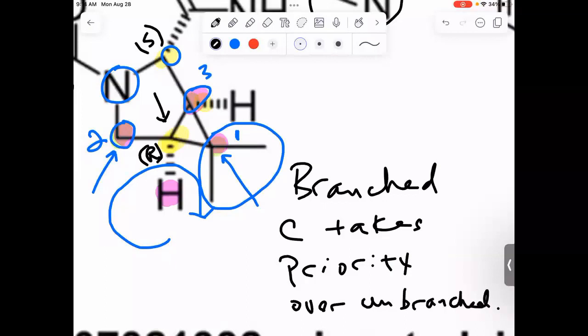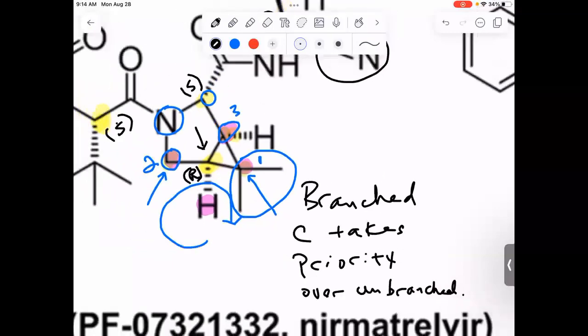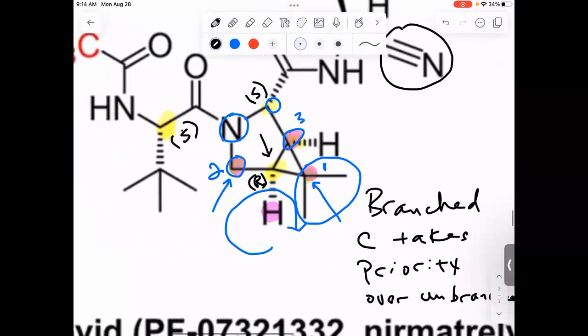Right. So if it's branched versus unbranched, that's going to take priority. But again, it's case by case as well. All right. Let's do the next one. Can I erase the markings so it won't be too convoluted? Yes. All right.